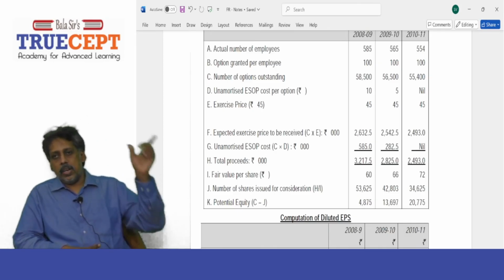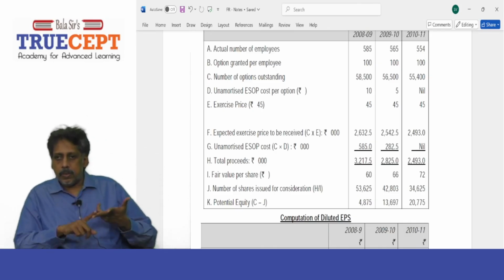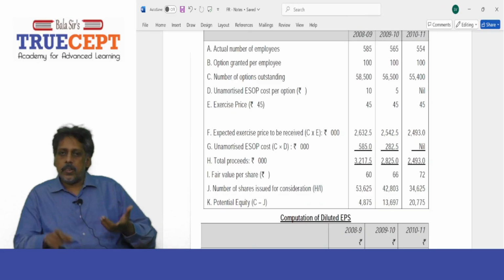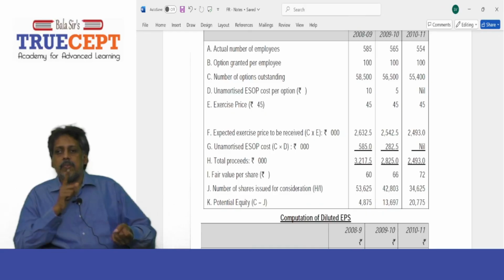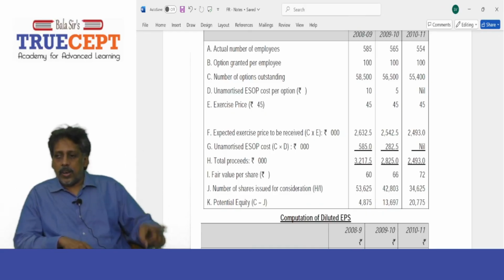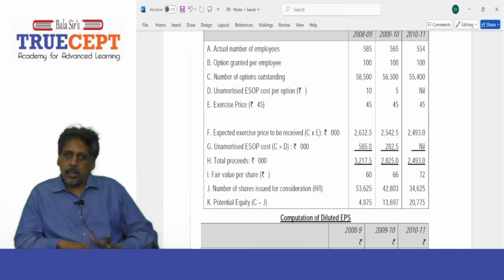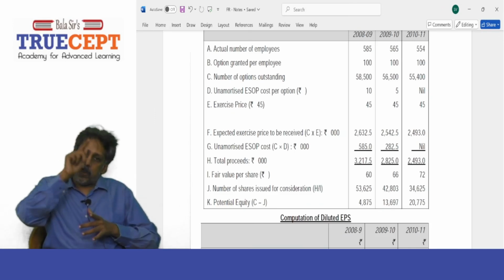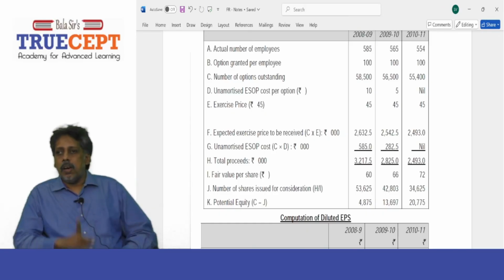For the third year, no problem. Compare 45 rupees with 72. They'll pay 45, 72 fair value. That means there's a discount of rupees 27. So take 55,400 shares into 27 rupees upon 72 and that will give you 20,775 shares. Now the last step is very simple, finding diluted EPS.